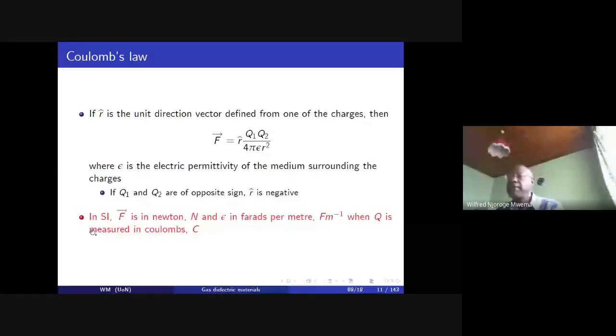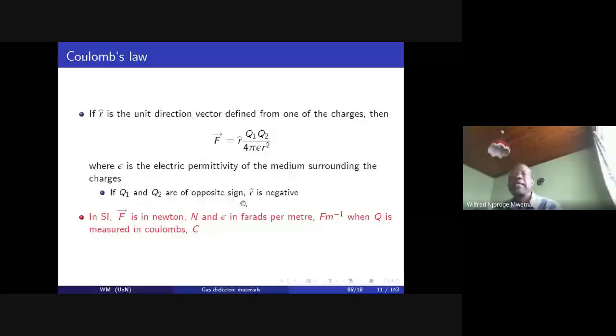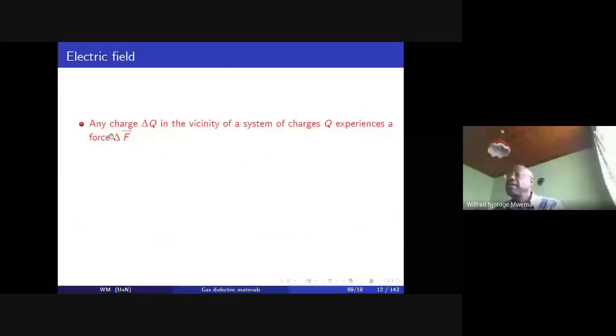So in the SI unit system, we say that F will be in newtons, epsilon will be in farad per meter. Electric field is defined as a force per unit charge. That is, if any charge delta Q is in the vicinity of a system of charges with a combined charge Q, it will experience a force delta F, just like we have seen there.